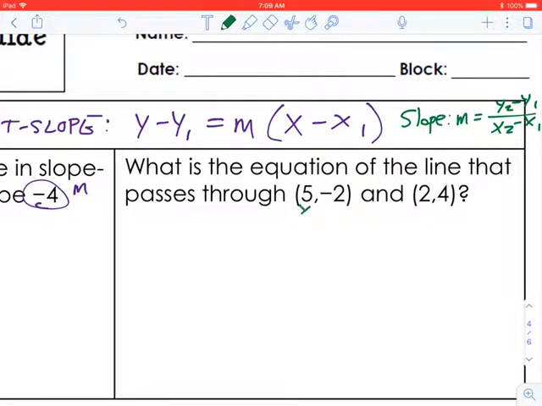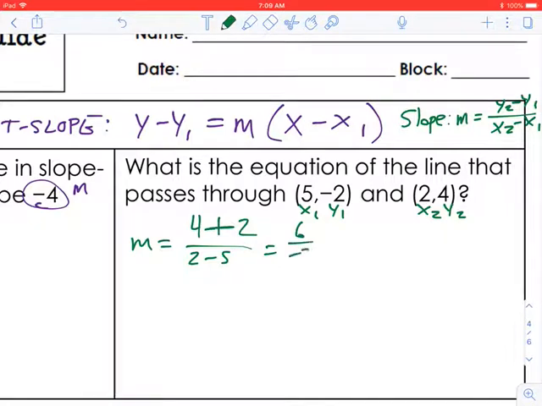So here's my x1 and y1. Here's my x2 and y2. So I'm going to find my slope first. So I've got y2 minus y1 is 4 minus negative 2. And then x2 minus x1 is 2 minus 5. So again, that's plus on top because minus minus. That's 6 over negative 3, which is negative 2. So there is my m value.